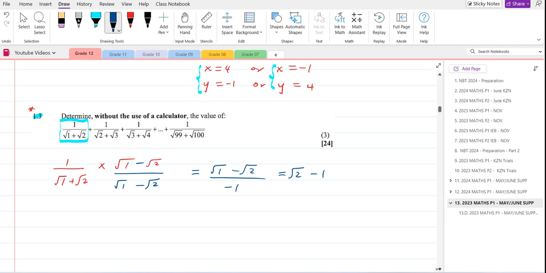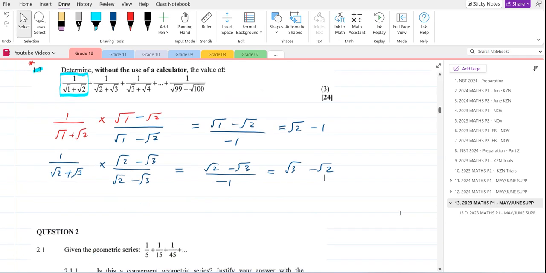What about if I try the next term, 1 over root 2 plus root 3 multiplied by root 2 minus root 3 divided by root 2 minus root 3. So I'm getting 2 minus 3 in the denominator, which is negative 1, and on the top I'm getting root 2 minus root 3. That's negative 1 in the denominator, so that's going to give me root 3 minus root 2. Right, so each one, or if you try it out on the calculator, you can just replace the first value.